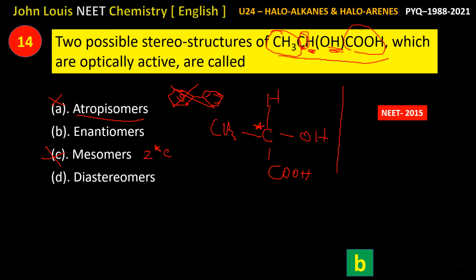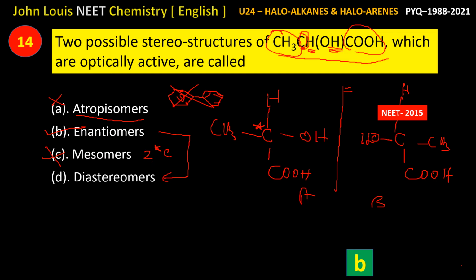If you take the mirror image of this one, you'll get C, and hydrogen will be there, and here it will be OH, here CH3, and here COOH. See, if you take compound A and compound B, these 2 isomers are mirror images of each other. Therefore, it could be enantiomers. If it is not a mirror image, then it could be diastereomers. Both are optical isomers. Enantiomers and diastereoisomers exhibit optical activity.